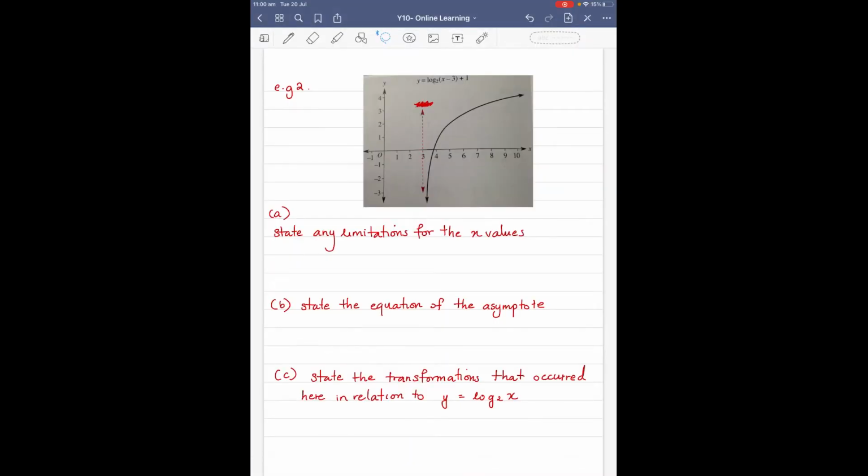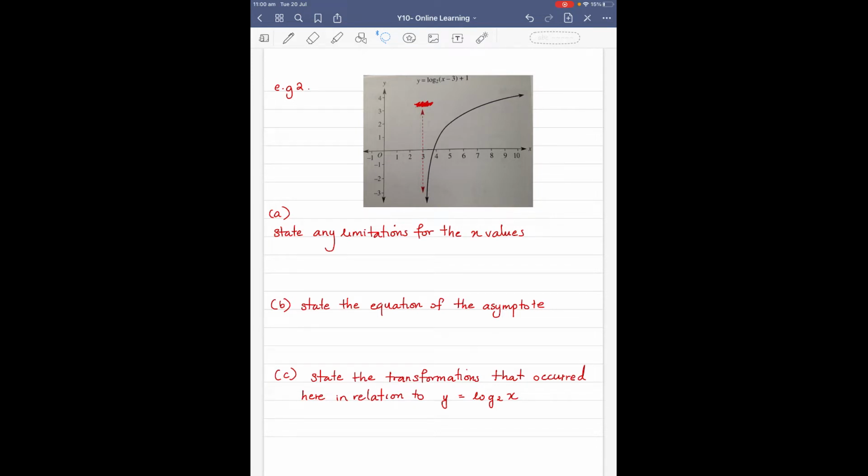Okay guys, example number 2. We have a different type of log graph, and what's special about this is that it's been transformed. So it's basically been shifted from its original equation. So first of all, by looking at this, the first question says, state any limitations for the x values.